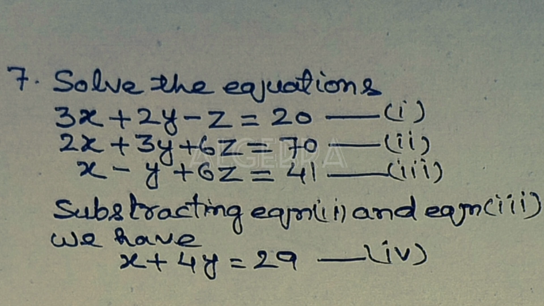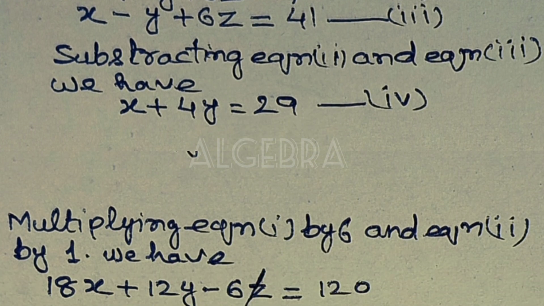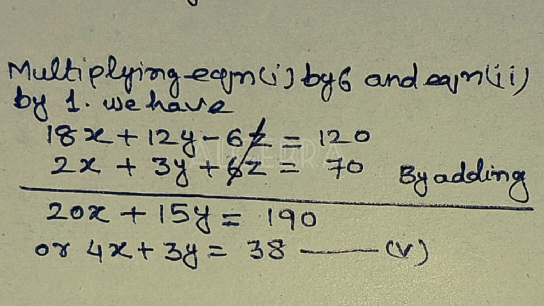Subtracting equation 3 from equation 2, we have x + 4y = 29, equation 4. Multiplying equation 1 by 6 and equation 2 by 1, we have 18x + 12y - 6z = 120 and 2x + 3y + 6z = 70. By adding, 20x + 15y = 190, or 4x + 3y = 38.